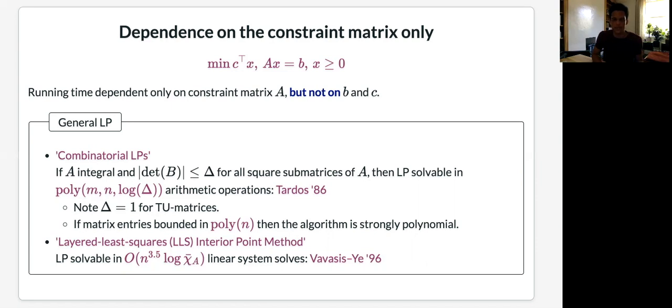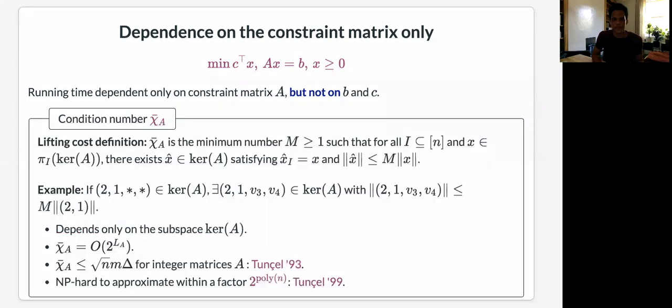Their algorithm is polynomial in n and log chi bar, where chi bar is the condition number of the matrix that we are going to introduce now. Chi bar has been studied since the 60s, and it has multiple equivalent definitions and characterizations. One of them is the lifting cost definition, which is as follows.